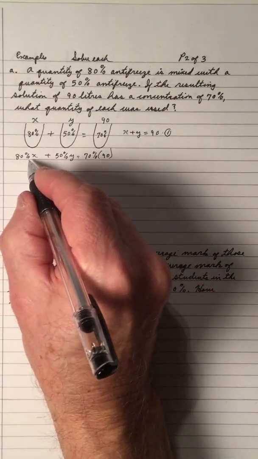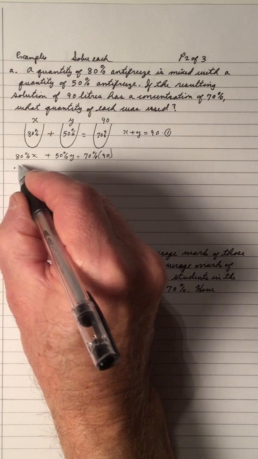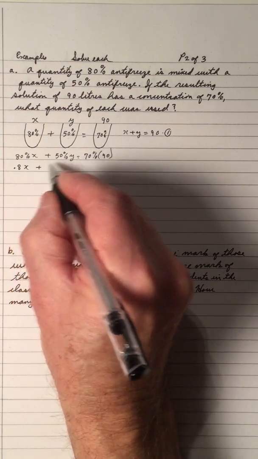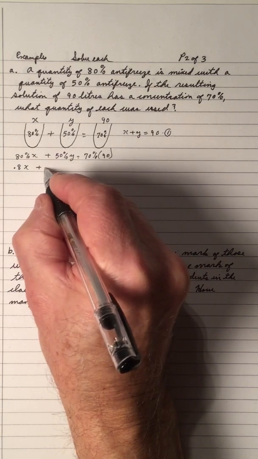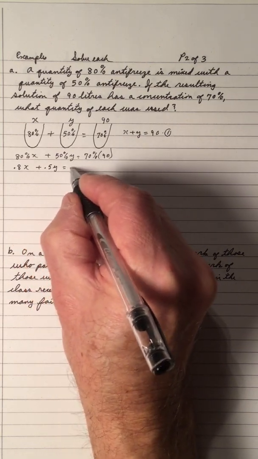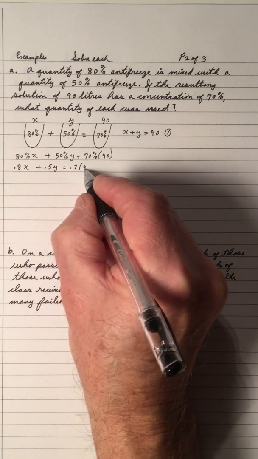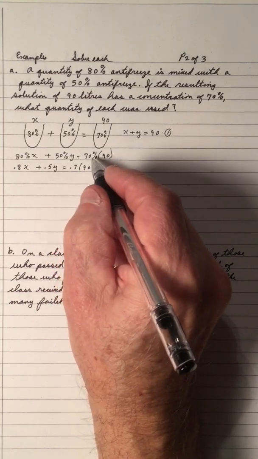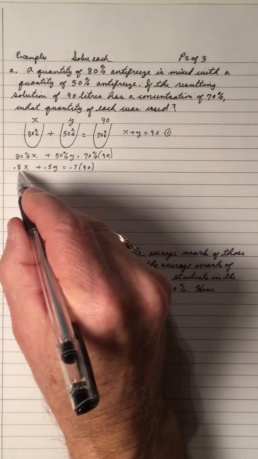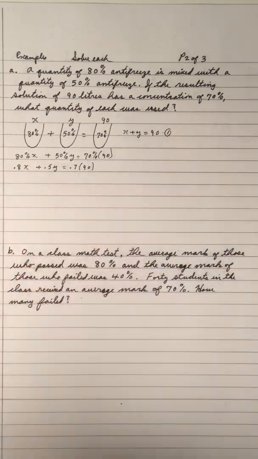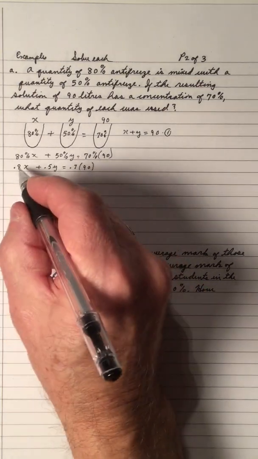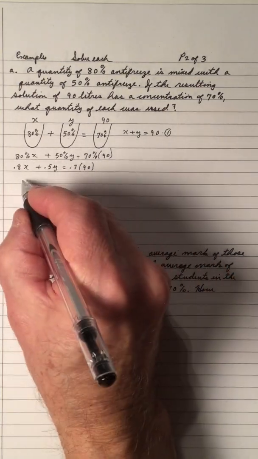So 80% you could say is decimal 0.8, 50% you could say is 0.5, and 70% you could say is decimal 0.7. So if you change your percent to a decimal, I could have 0.80, 0.50, and 0.70, but because they're all percents with one decimal place, I can just go with one decimal. But again, if you want to go with 80s, go ahead.